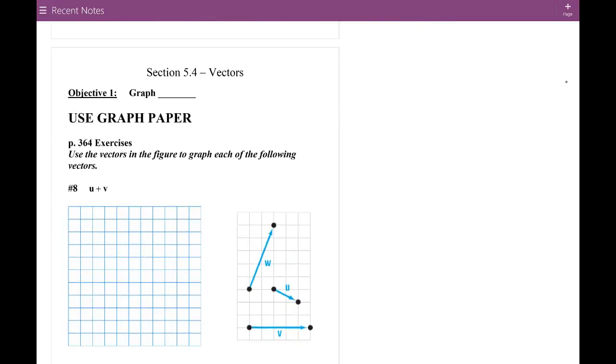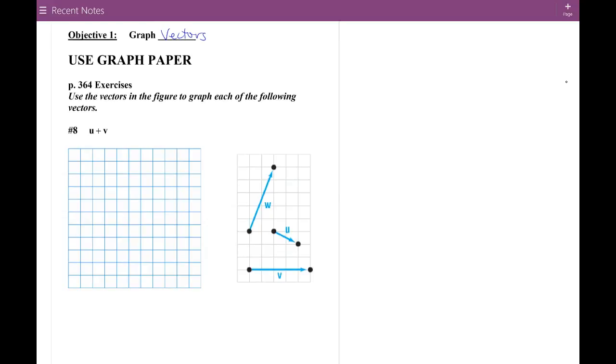Okay, so that was all introductory material, and now we're to the first objective, which is to graph vectors using graph paper. So we're going to use the vectors in this figure to graph u plus v. So we're going to look at this figure over here that gives you the u vector. And I'm going to notice that the u vector, wherever it starts from, I go down 1 and to the right 2.